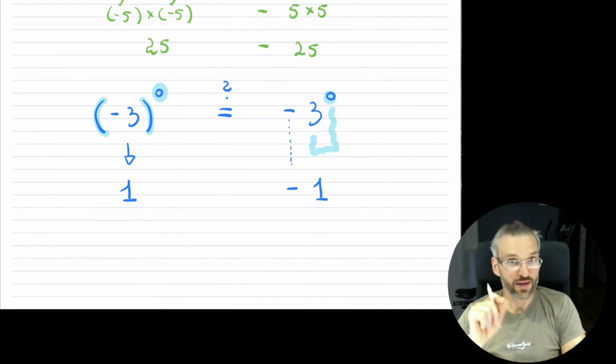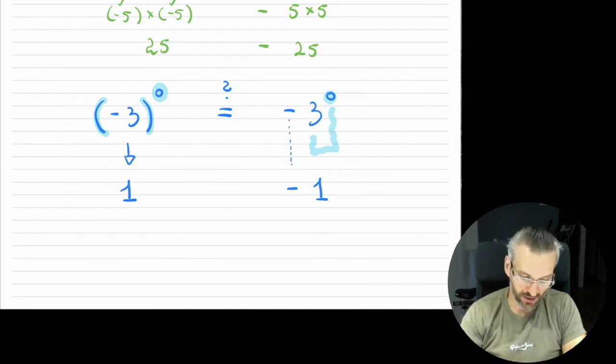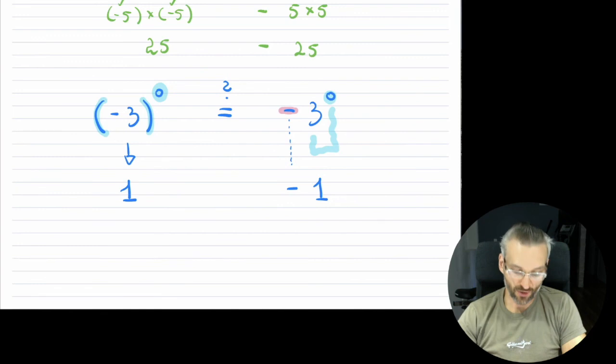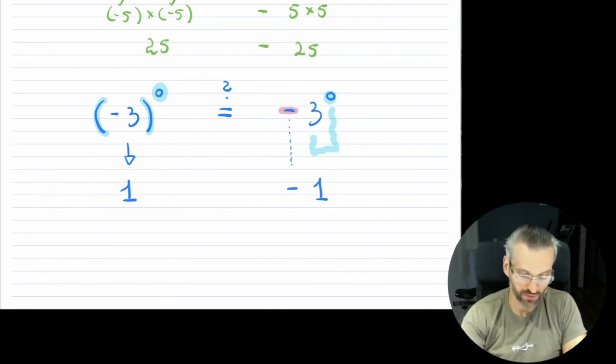So whenever you have negative numbers and you really want to put an exponent on them, you have to put them in brackets. If you do not, then that particular negative does not take any part in the actual exponent. It will just stay there in front. All right, so this is an introduction to your exponents.